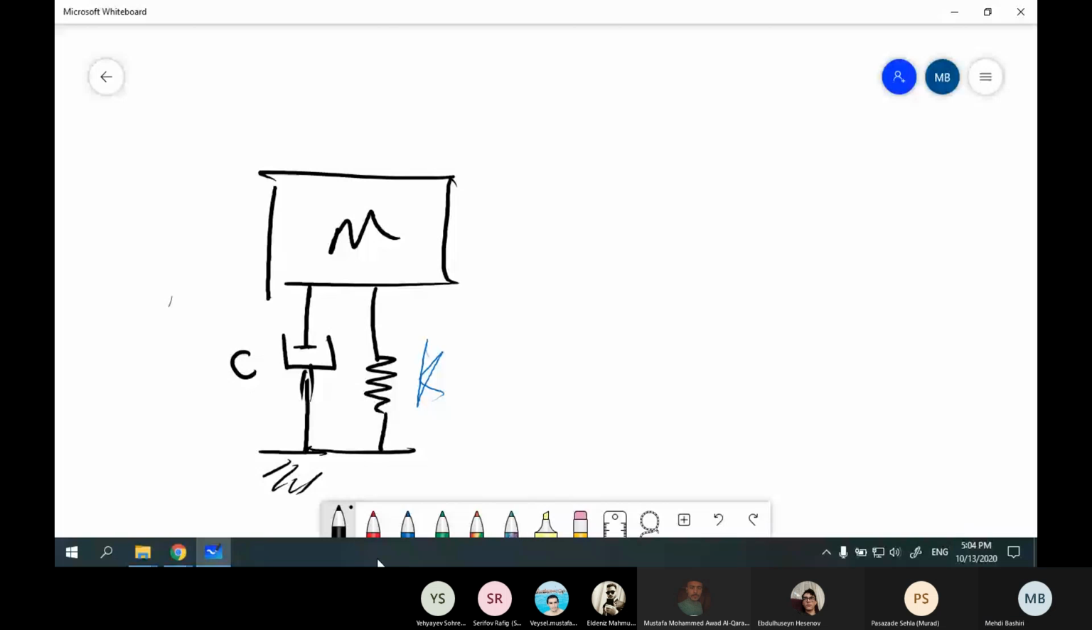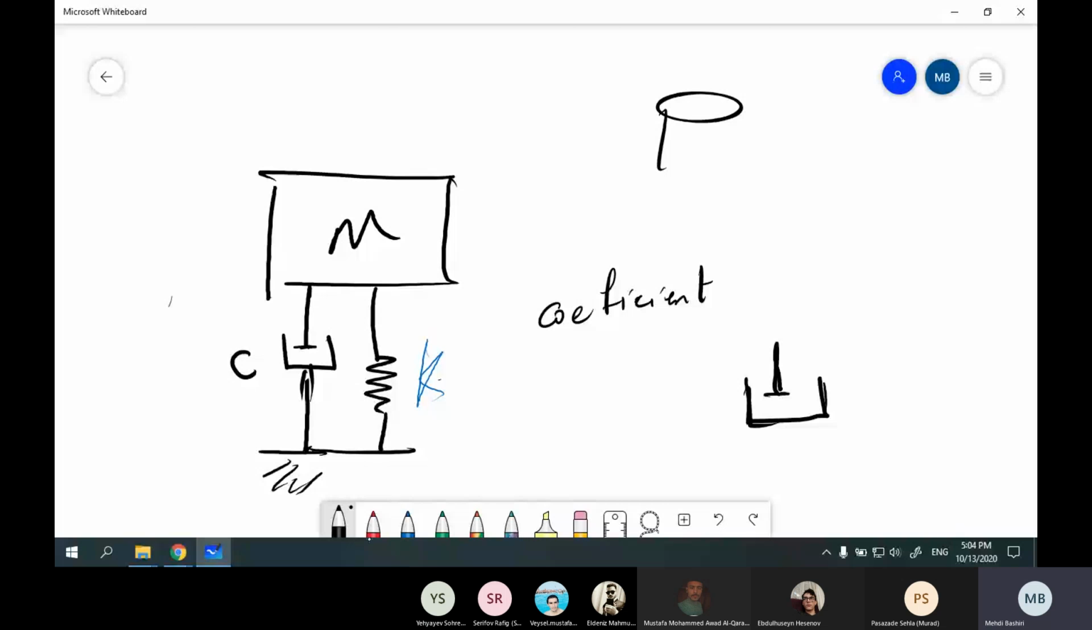Coefficient of damping. For example, this one is the coefficient of damping, C. This picture, this one, we call it a dashpot, like this. Dashpot. Do you know what a pot is? Yes, this is a pot. You put tea inside. This is a pot.